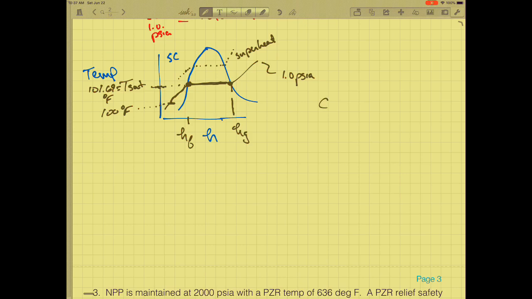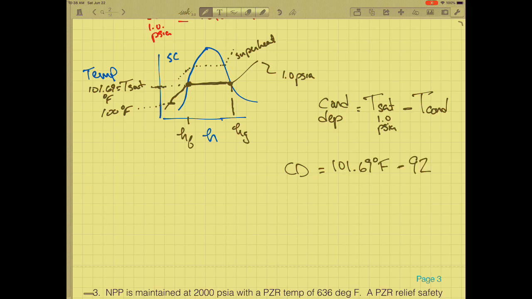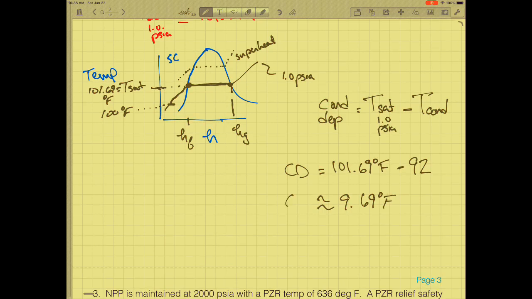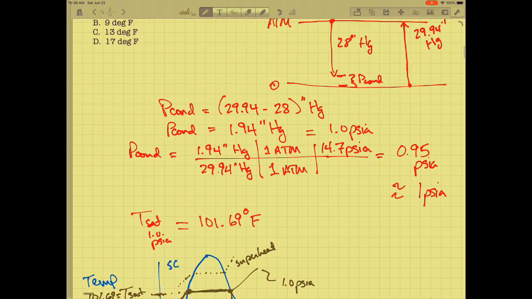Alright, so condensate depression, well, saturation temperature at a pressure of 1.0 psia minus the temperature of the condensate. Alright, condensate depression is equal to 101.69 degrees Fahrenheit minus 92. And that is about 9.69 degrees Fahrenheit. That is our condensate depression. Is that what the question asked us? I think it is. See, I didn't even read any of the answers.